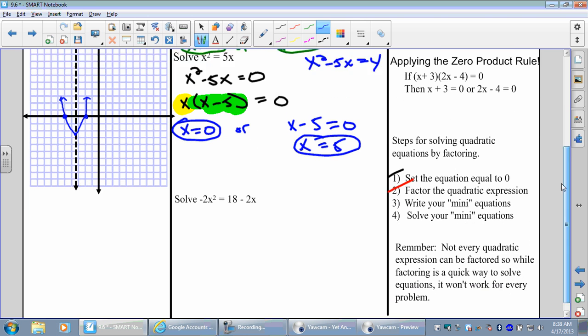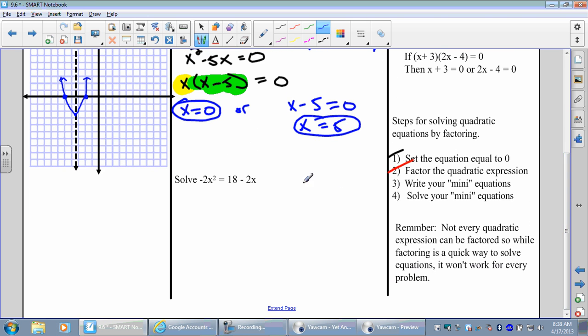Let's look at this third problem. What's the first thing I should do? That's right. I should set it equal to 0. All right. So I got a choice. Either I can move these to this side, or I can move this one to this side. All right, and I would always like my x squared term to be positive.